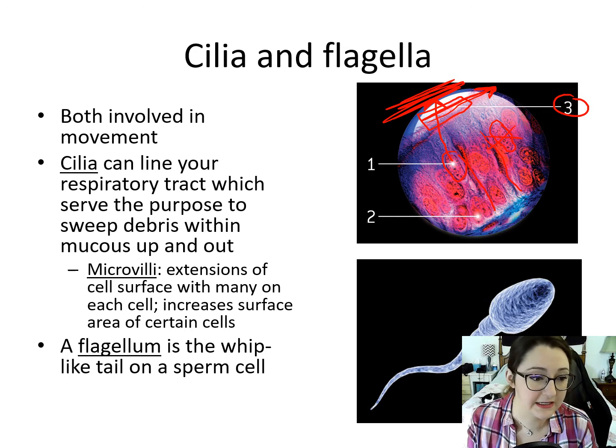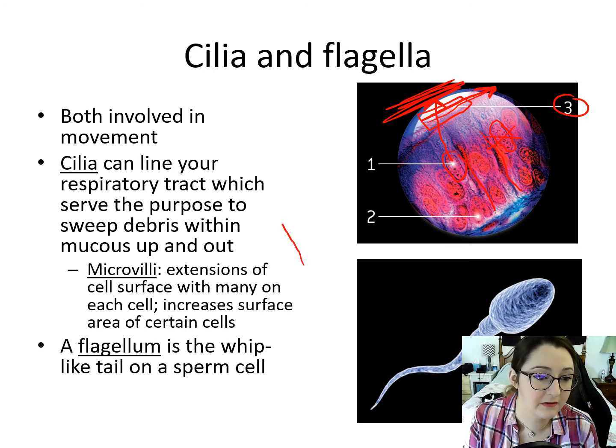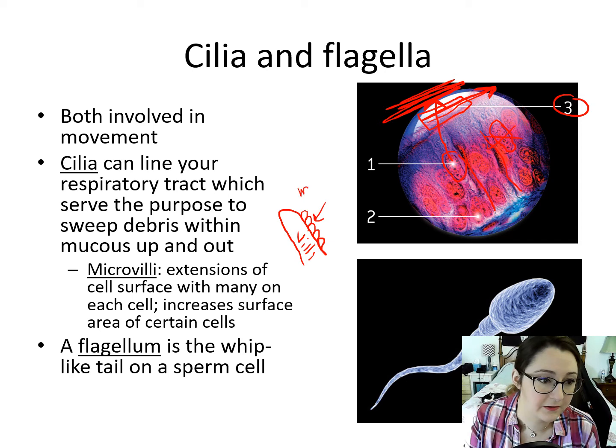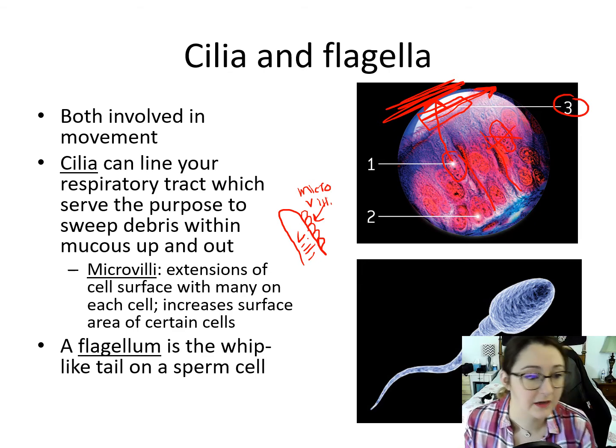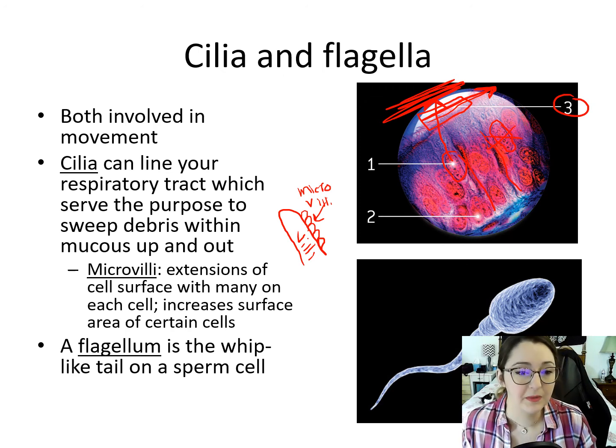Microvilli are going to be extensions of the cell surface, with many on each cell. So it's kind of like this, but then you have smaller structures coming off. So this structure here in the middle would be a villi with microvilli coming off of it. You'll find this in other places as well, but the biggest place you can find them is going to be your digestive tract.